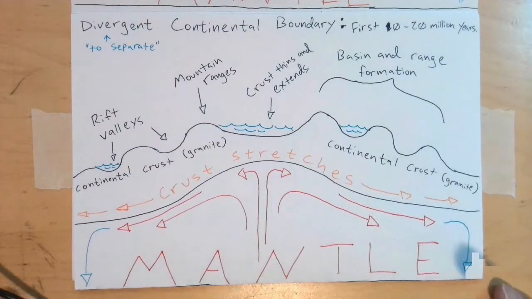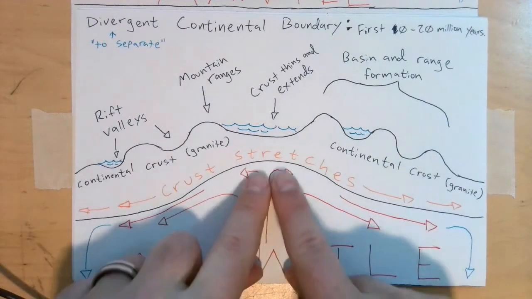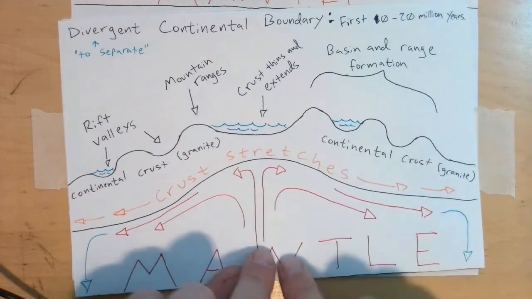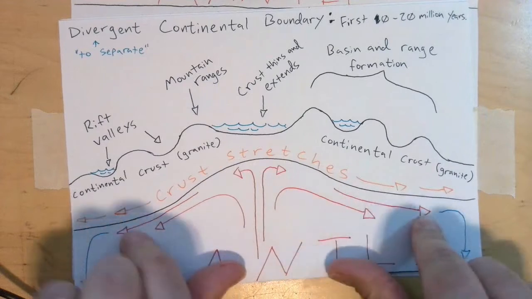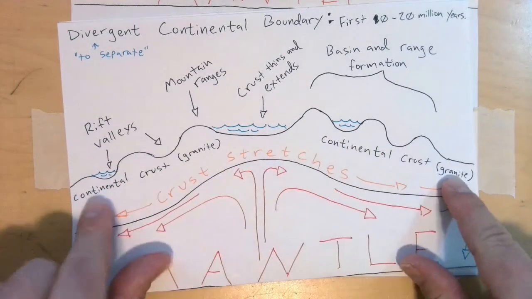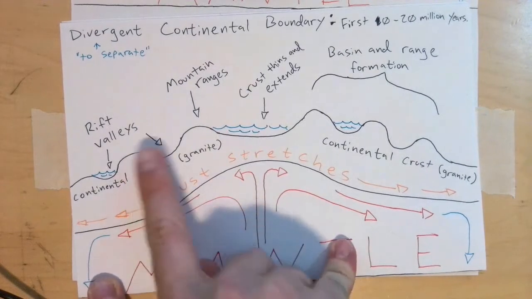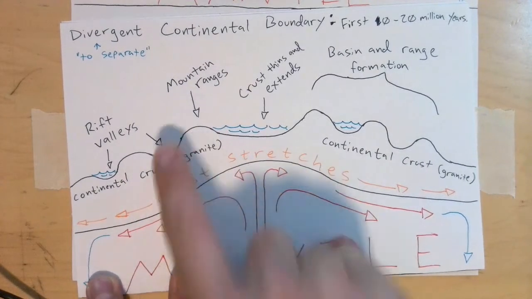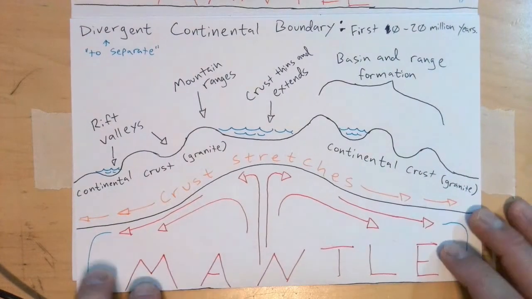Quick review of the divergent continental boundary. This happens when we get a mantle plume, a mantle current that's moving upwards really hard towards the surface. And as that mantle plume hits the underside of the crust, it spreads out, which causes the crust to stretch. As the crust stretches, it breaks into a region of basins and ranges. You can see this across Nevada as the basin and range formation.